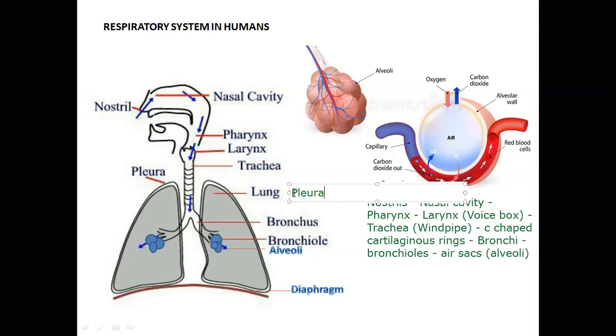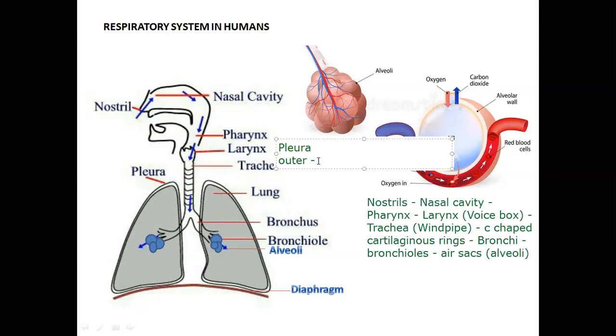The outer pleural membrane is known as... anyone tell me? What are the outer pleural and inner pleural membranes? Yes, Sayendra has given the right answer. Very good. Itisham, very good. The outer pleural membrane and the inner pleural membrane are given specialized names. The outer one is the parietal pleural membrane. And the inner one is known as the visceral pleural membrane.